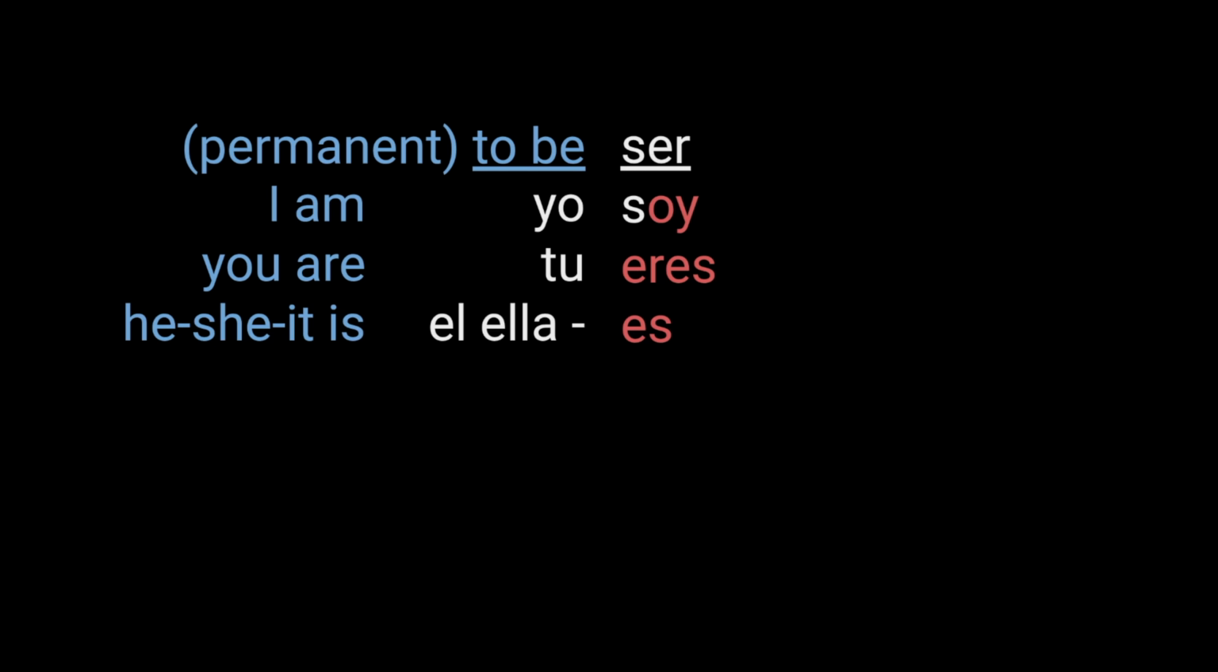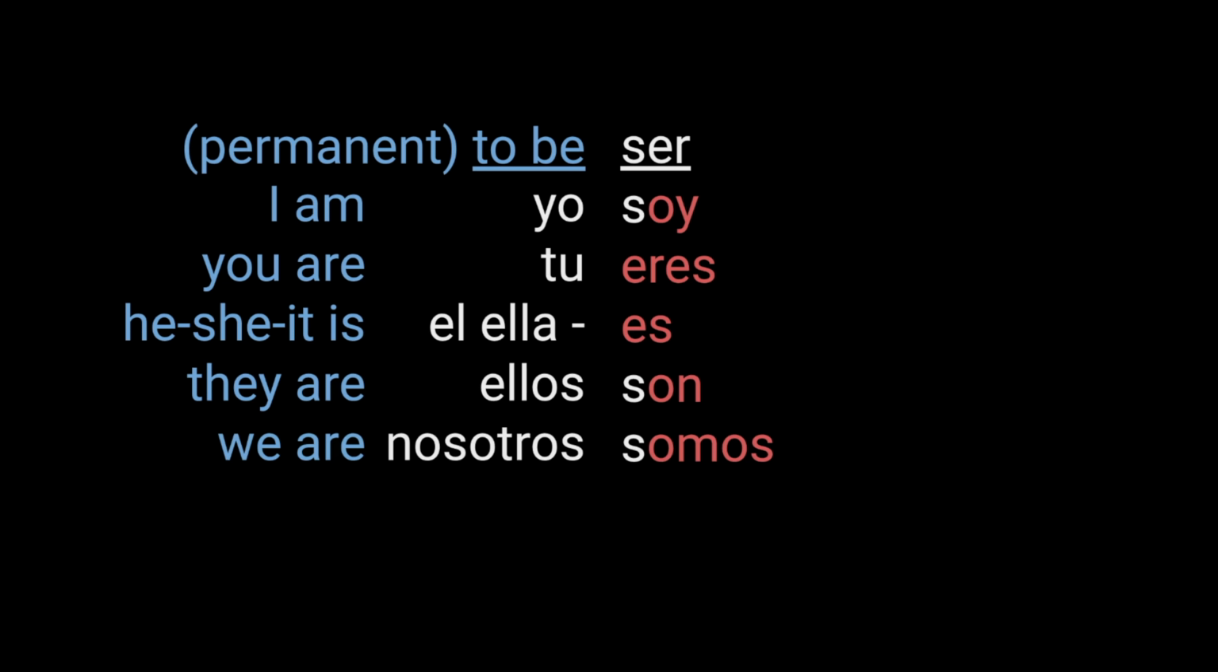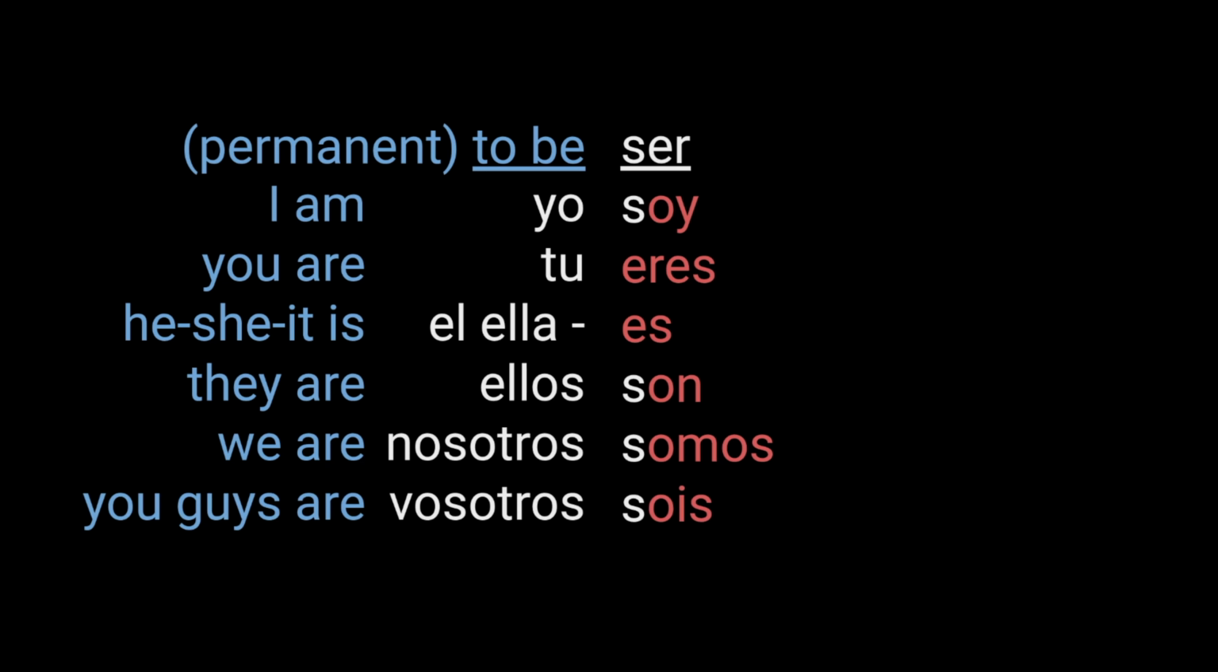He is, she is, or it is, es. So you can see here that es, if you wanted to say it is, the word es actually includes both of those words, it and is. So whenever you say it is, just remember it's es. They are, son. Ellos son, they are. We are, somos. You guys are, sois. So if you wanted to say, you guys are from here, sois de aquí.